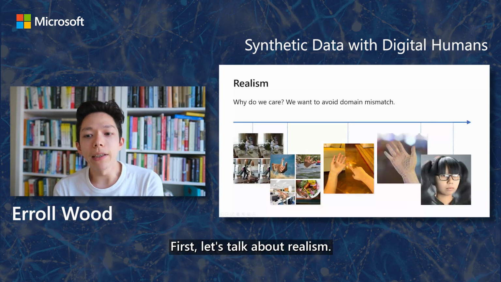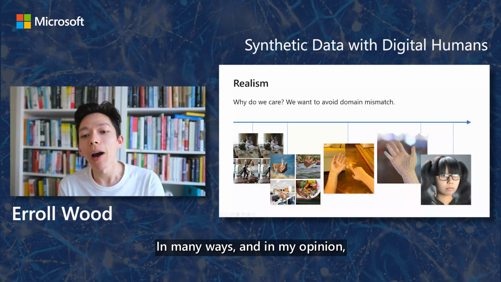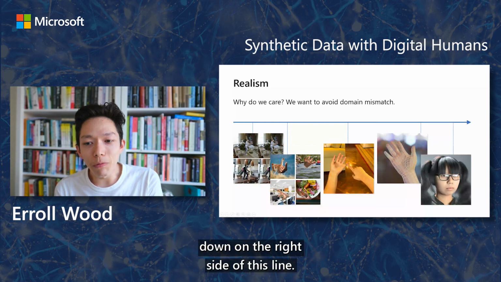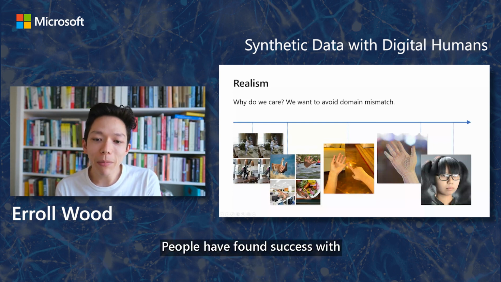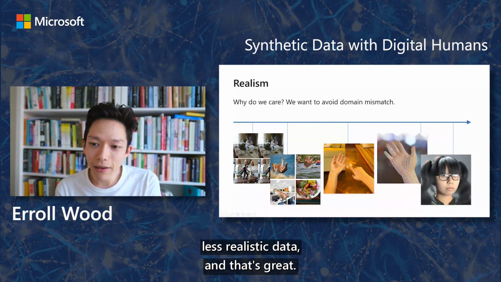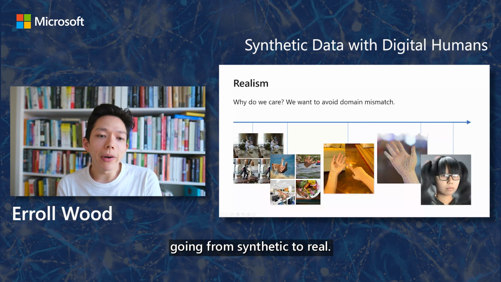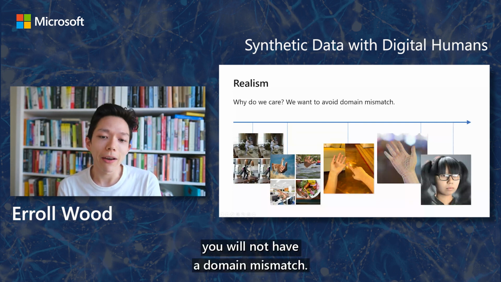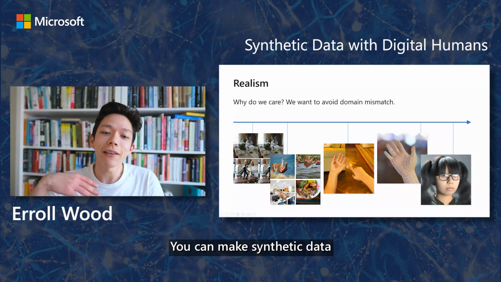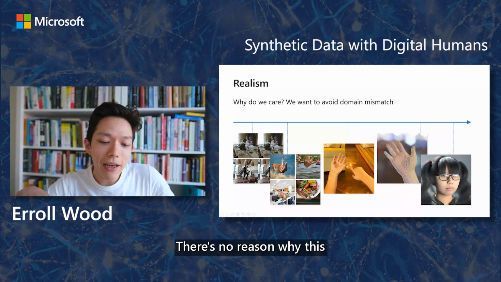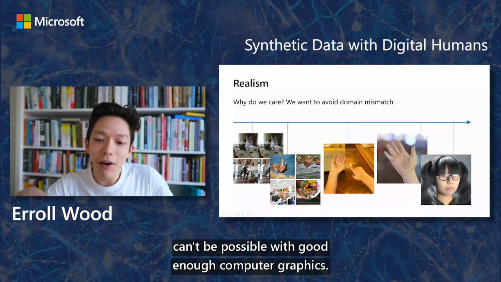So first, let's talk about realism. And in many ways, and in my opinion, this is the most important thing to get right. So I always want to be all the way down on the right side of this line. People have found success with less realistic data, and that's great. But I always worry about the potential domain mismatch from going from synthetic to real. So if your data is photorealistic, you will not have a domain mismatch. You can make synthetic data that is indistinguishable from real data. And there is no reason why this can't be possible with good enough computer graphics.